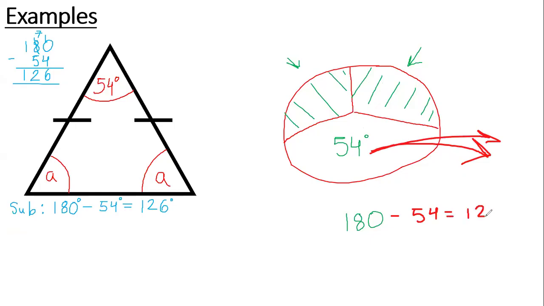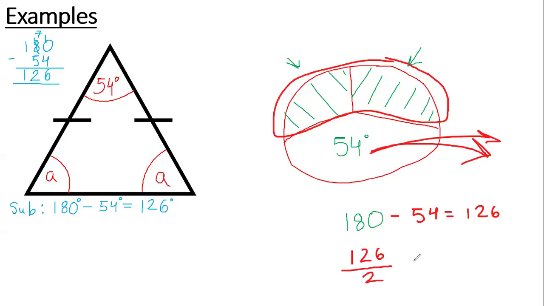That 126 is telling me that this whole thing is equal to 126. But I have to take that 126 and divide it into 2, so I have to split it. Isosceles triangle, where two sides are equal. Very good. So that's why we subtract first: because we want to remove this 54 and only be left with these 2, and then we can take what's left and split it. Does that help a little?